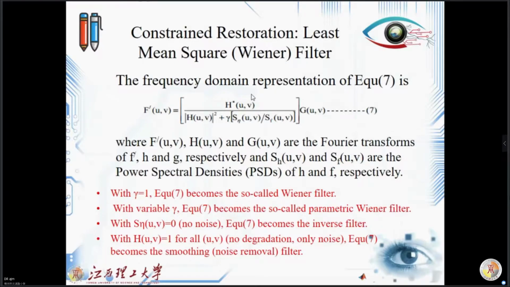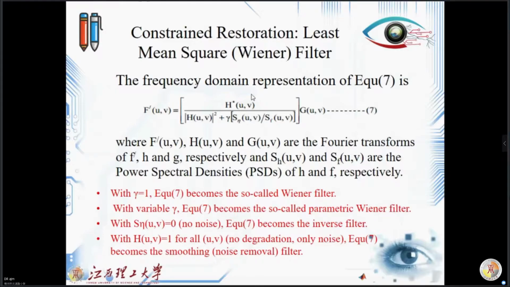In this equation, F prime(U,V), H(U,V), and G(U,V) are the Fourier transforms of f prime, h, and g, and S_eta and S_f are the power spectral densities of eta and f. Then if in the above formula we put the parameter equal to 1, equation 7 becomes the Wiener filter. If it is a variable parameter, then equation 7 becomes the so-called parametric Wiener filter.